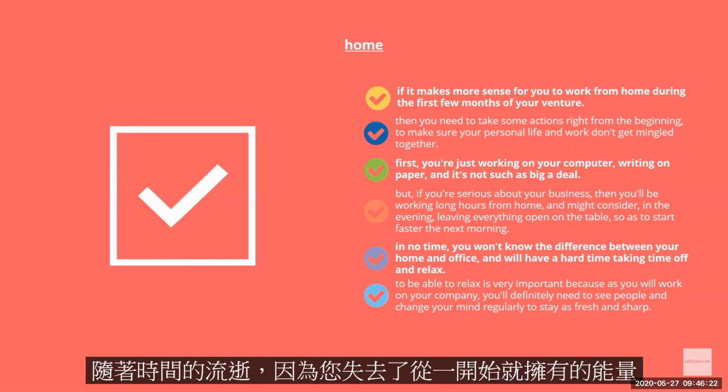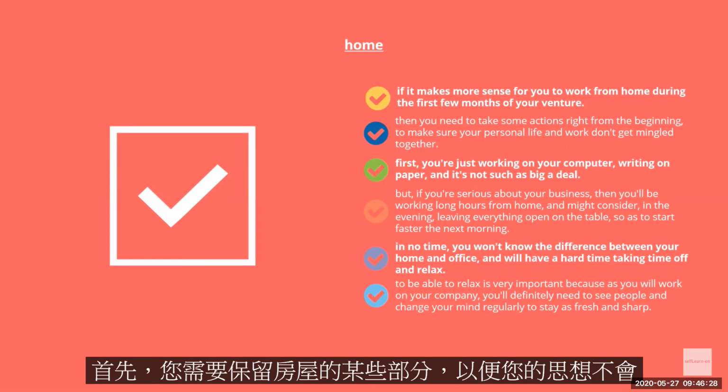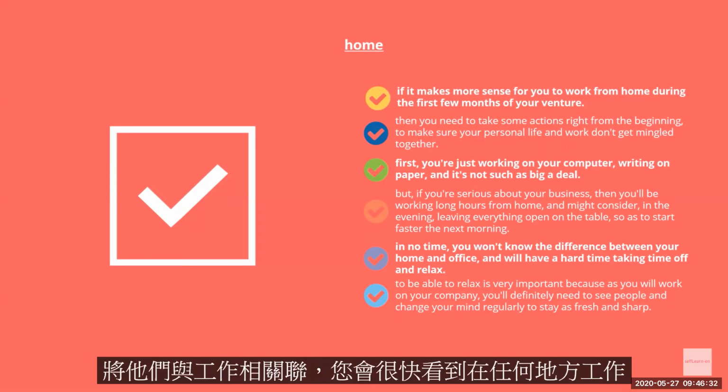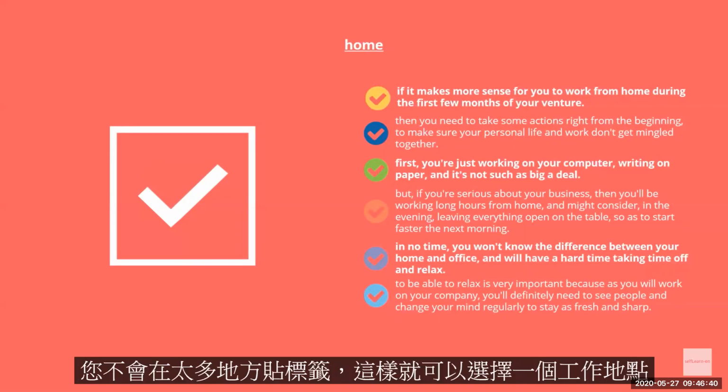So right from the beginning, you need to be organized to get some downtime between your long hours of work. First, you'll need to preserve some parts of your home so that your mind does not associate them with work. You'll very quickly see that anywhere you work for a few days will be labeled in your mind as office space. So you want to make sure you don't label too many places that way.